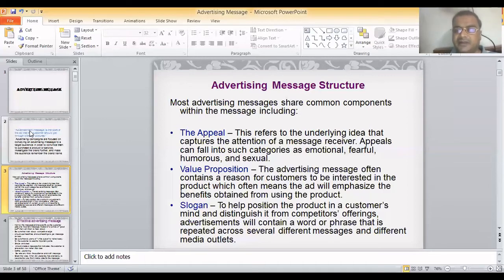Likewise, if you see the ads of Maruti cars, they emphasize mileage, that Maruti cars give good mileage. Maruti also emphasizes in their ads the service station, the low cost spare parts, and availability of service stations across India. So this is what they are emphasizing, that if you buy a Maruti car, these benefits you will get from it. These are a few examples of value proposition.